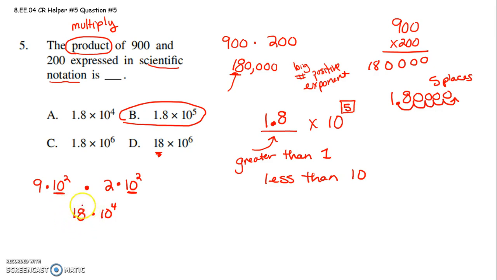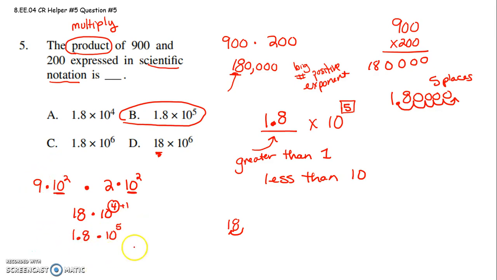Now here's the issue. This number is not yet in scientific notation. So then we say, oh gosh, I have to put it in scientific notation. So if you have 18, you'd have to move that decimal point 1 to the left. Means I need an extra 1 right here. So that's 1.8 times 10 to the 5th.